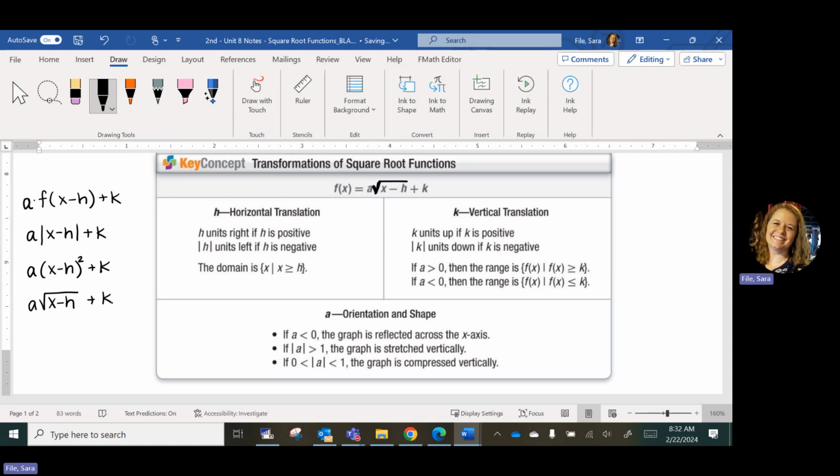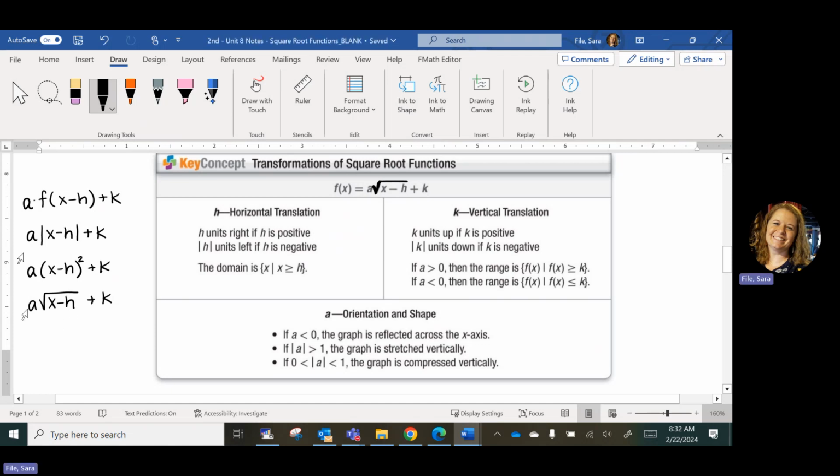Y'all see that? How it's always the same. The only thing that's changing is when you change the type of function, A, H, and K do not change. It's just what is separating the inside and outside of your function that changes. Does that make sense? Y'all see that?